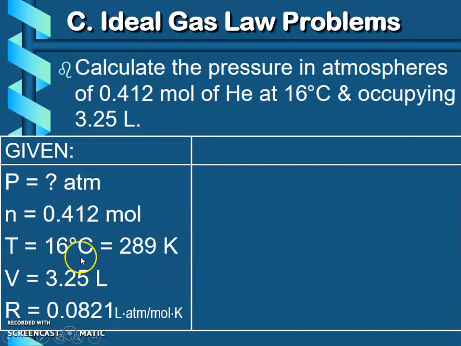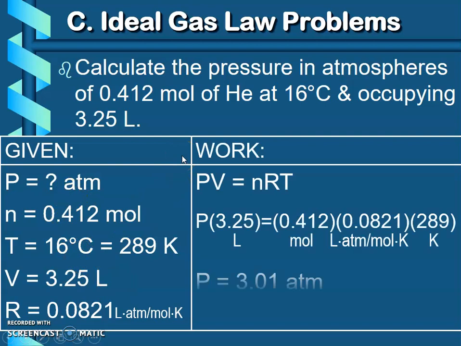Okay, next let's plug this in to the equation. Okay, so P is my unknown, so I'm going to leave the P there. My volume, 3.25. My moles for my n, 0.412. My R, and my temperature.